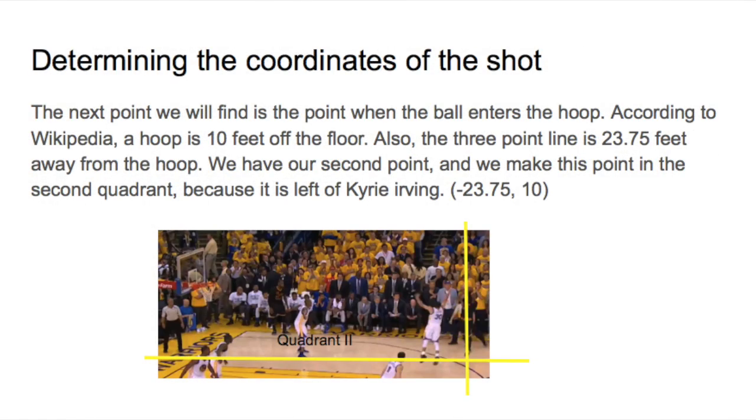The next point we will find is the point when the ball enters the hoop. According to Wikipedia, a hoop is 10 feet off the floor. Also, the 3-point line is 23.75 feet away from the hoop. Now we have our second point, and we make this point in the second quadrant because Kyrie Irving's body is the y-axis and the basket is left of him. Thus, we have our second point, (-23.75, 10).